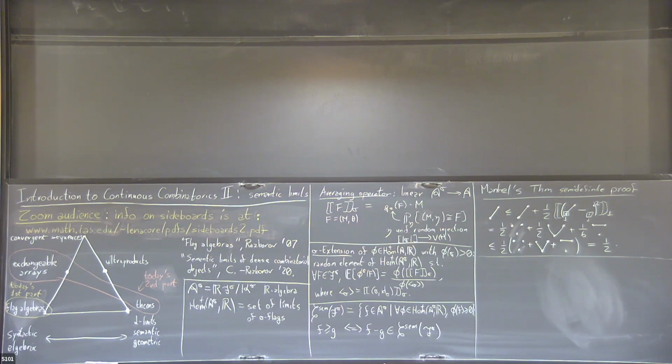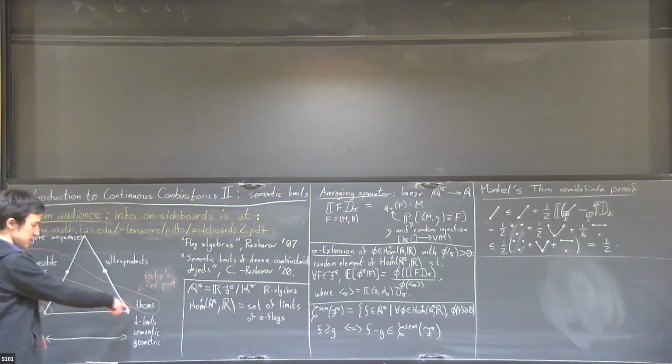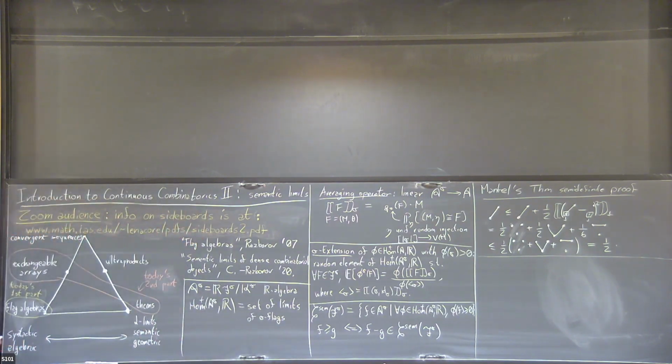So the plan today is actually to finish this part of flag algebras in the first part of the talk. I'll probably take a break then. And then we'll talk about the second part, which is semantic limits. So it's the right side of the triangle, but maybe I'll talk a little bit about exchangeable arrays, which is also a little bit towards the left side, because it ties very nicely together with theons, which are the semantic limit version of this. So just a brief review of last time.